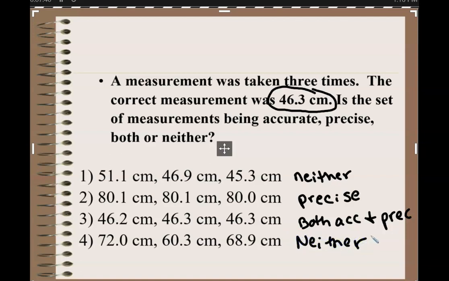All right, so again, accuracy is getting the right answer. Precision is getting repetition, close to the same answer. We really would like you in your measurements to be accurate and precise. So just letting you know. So those we'll look at more in lab. So if you have any questions, please feel free to reach out to me through email, and I'll see you in class.